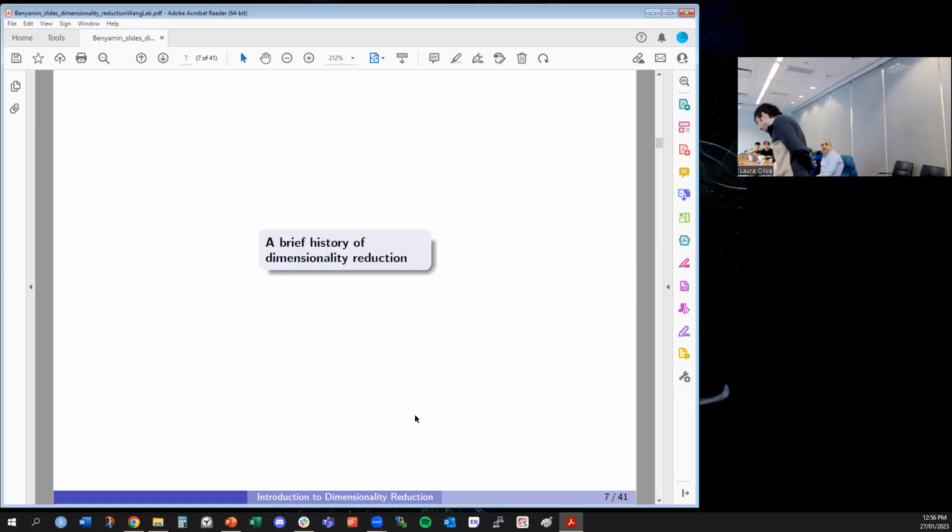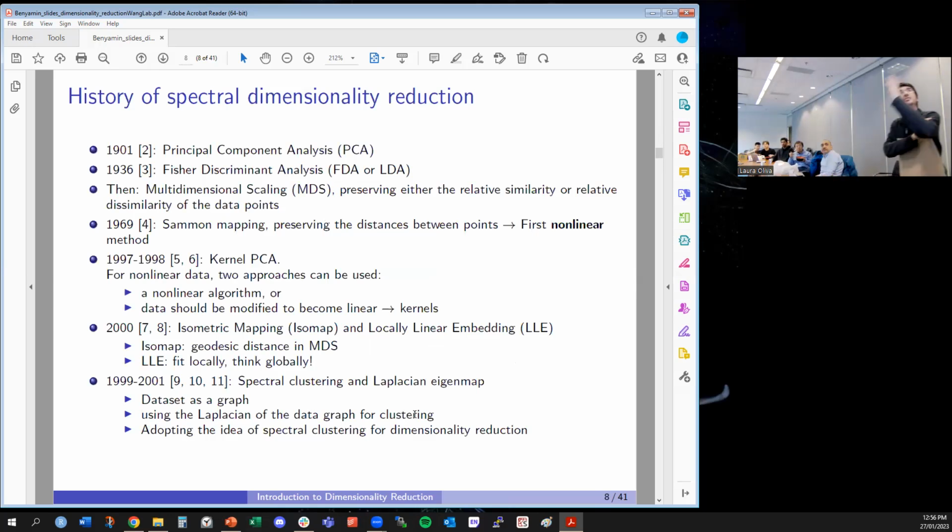So, a brief history of dimensionality reduction. First, let's talk about the history of spectral dimensionality reduction. It all started in 1901, when the first paper on principal component analysis was proposed. It was about 4 years before Einstein's special relativity. By the way, that was the first dimensionality reduction method. It was also the first unsupervised method, and the first linear dimensionality reduction method.